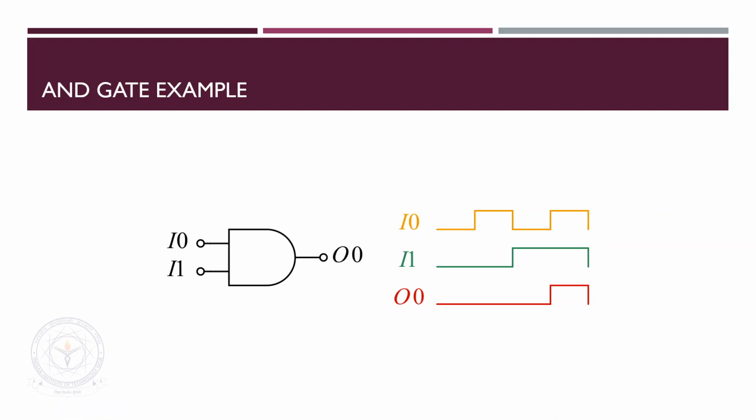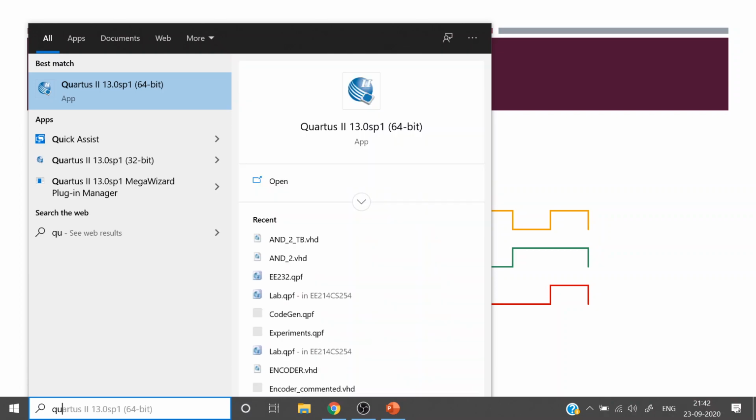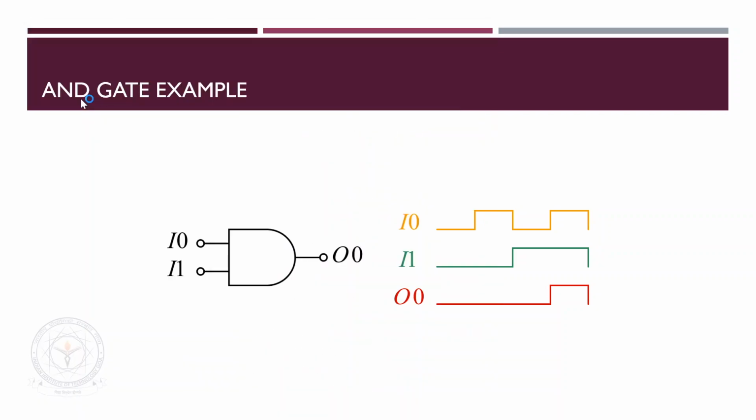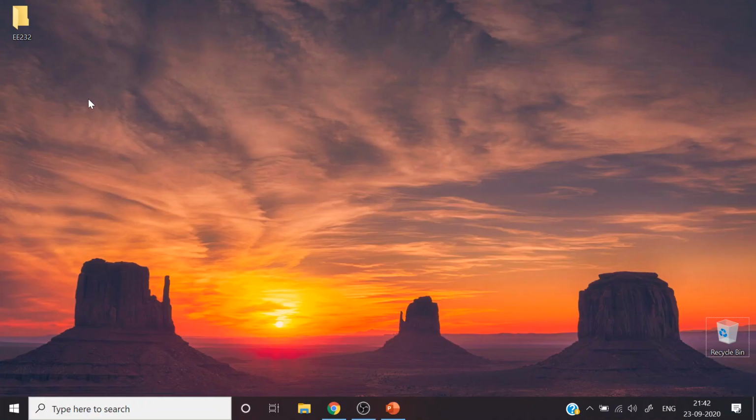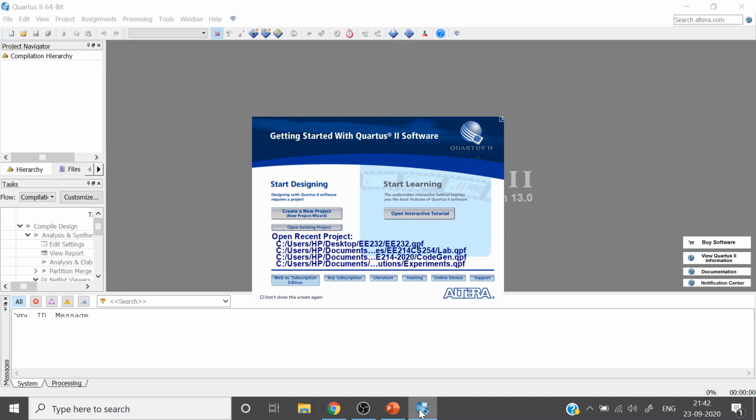Let's get started. For that, let us invoke the Quartus software. I've already installed the software. Hope all of you have installed it. If you invoke Quartus for the first time, you will have a splash screen like this. It is asking you to start a new project. That is what we are going to do today. So just click on create new project wizard.